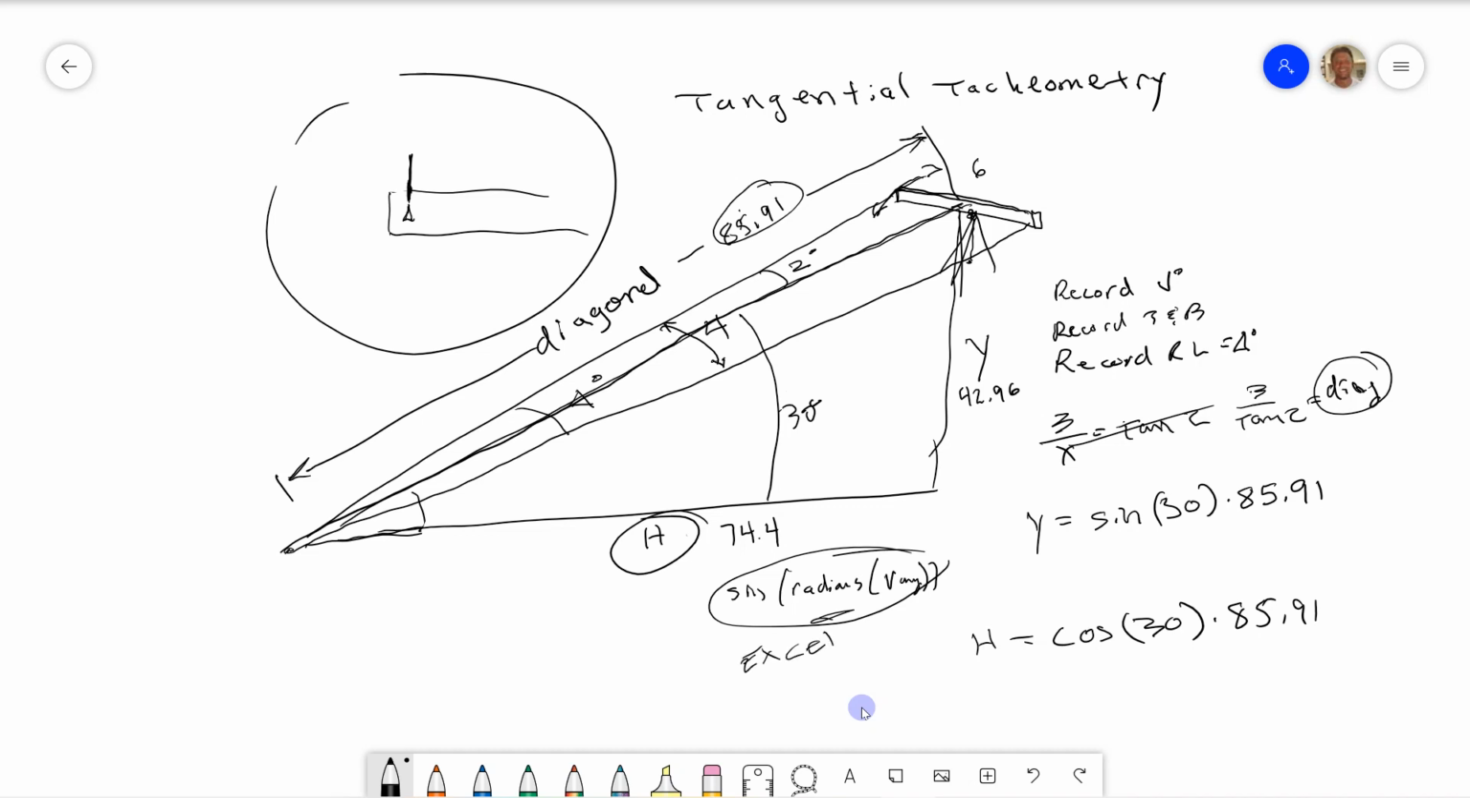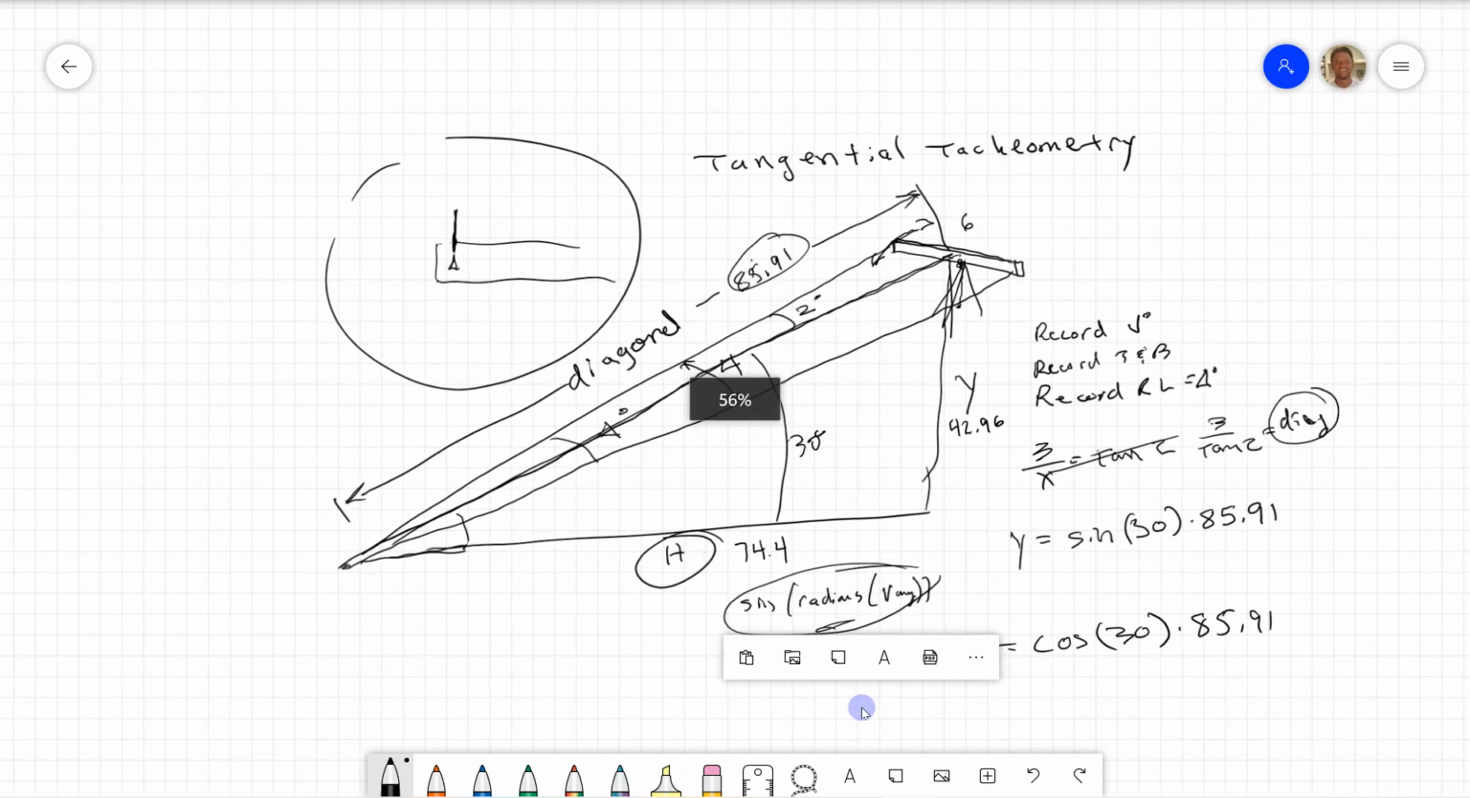If you just wanted the sine of an angle, that's how it goes. So that's what I know about plain tangential tacheometry. There's another one, movable hair tacheometry, but I don't know anything about it.